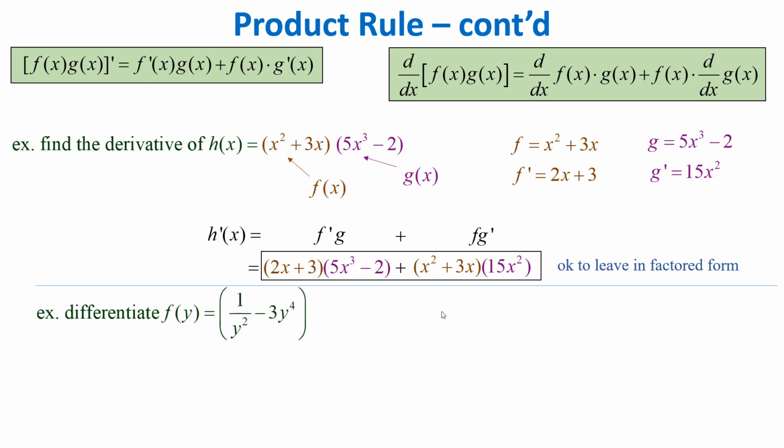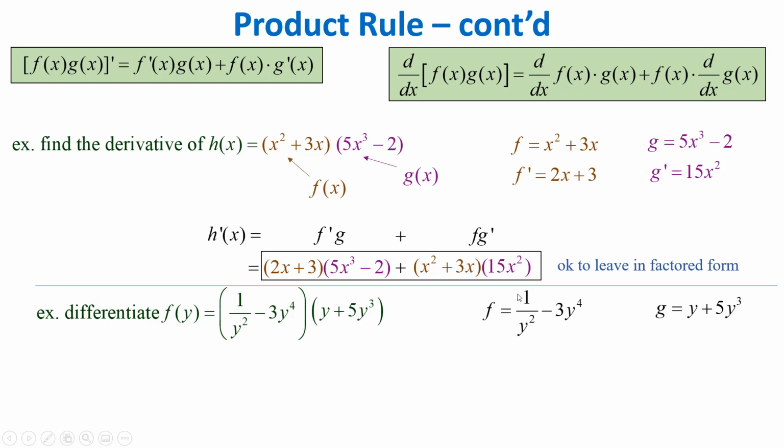And as promised, here's one that's a little more complex. You're asked to differentiate f of y equals 1 over y squared minus 3y to the fourth times y plus 5y cubed. F will be 1 over y squared minus 3y to the fourth, and g will be y plus 5y cubed.